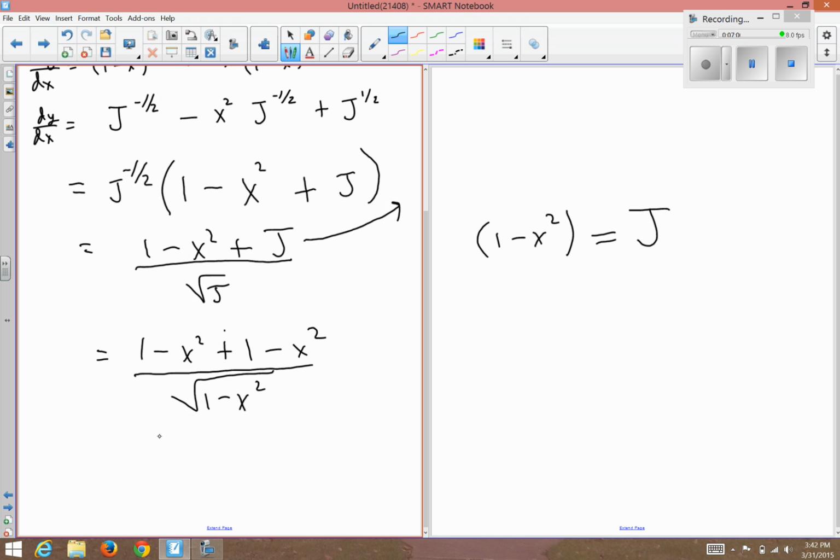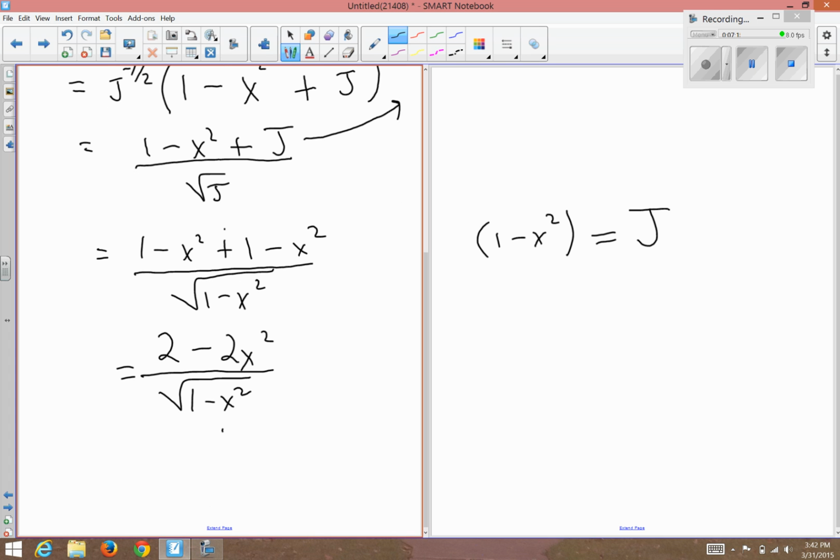Oh, we have 1 plus 1, 2, minus x squared, and minus x squared is minus 2x squared over the square root of 1 minus x squared. That's just combining like terms in the numerator. The 2 that's in both terms in the numerator gets factored out.